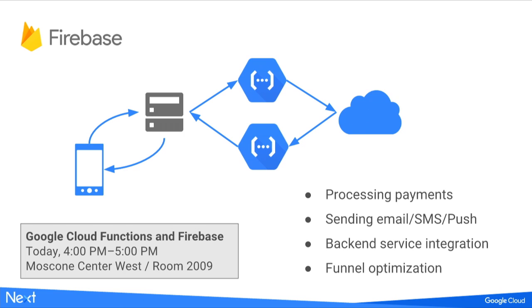And you can see here just those examples in the context of Firebase. So processing payments through an external provider, sending an email or an SMS, back-end service integration, so connecting to the rest of the cloud. And then funnel optimization is leveraging things like analytics to know what the end users are doing and to react to that with code. So a great example might be, depending on what the end user is doing, you might want to send them a push notification when they enter or exit a particular analytics cohort.